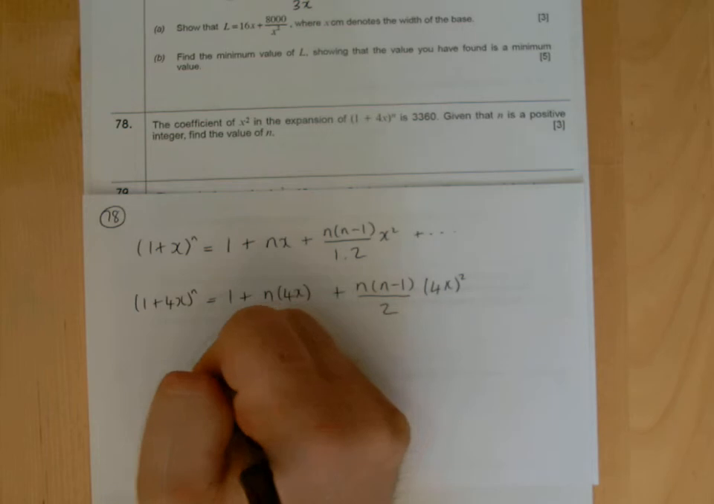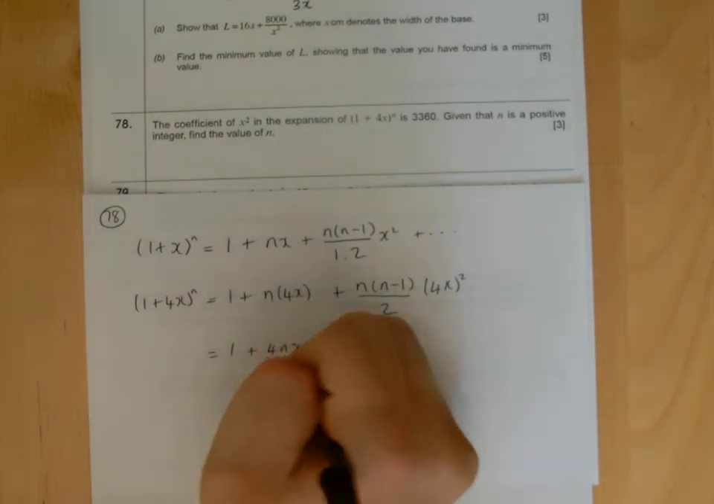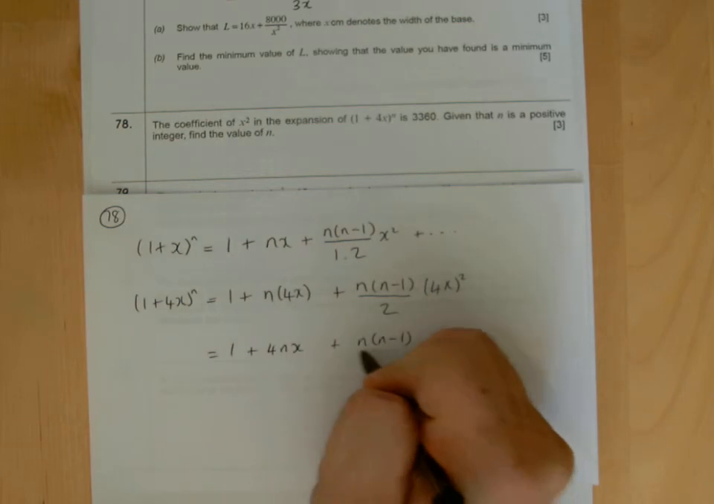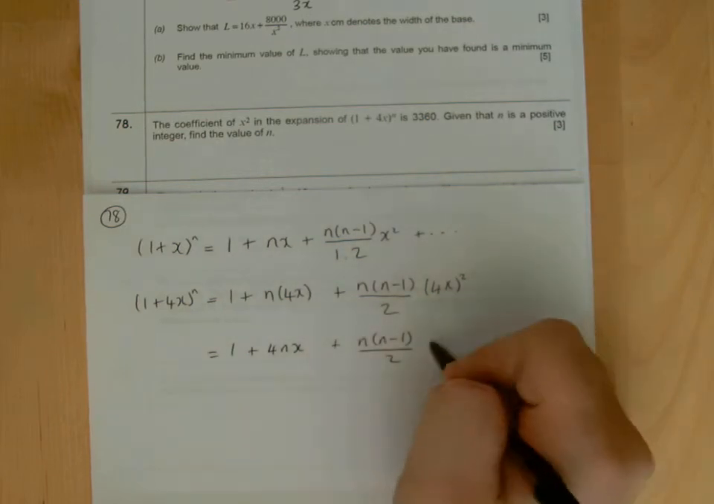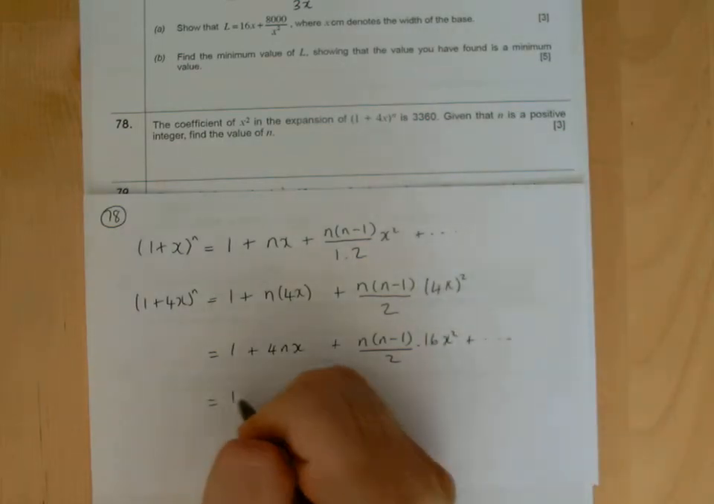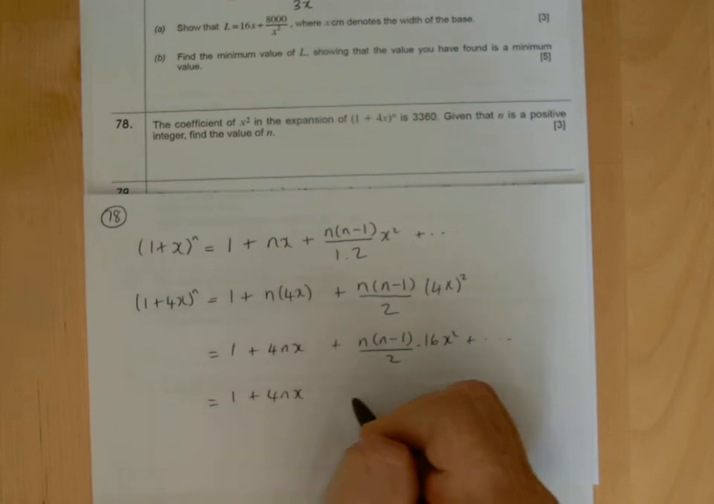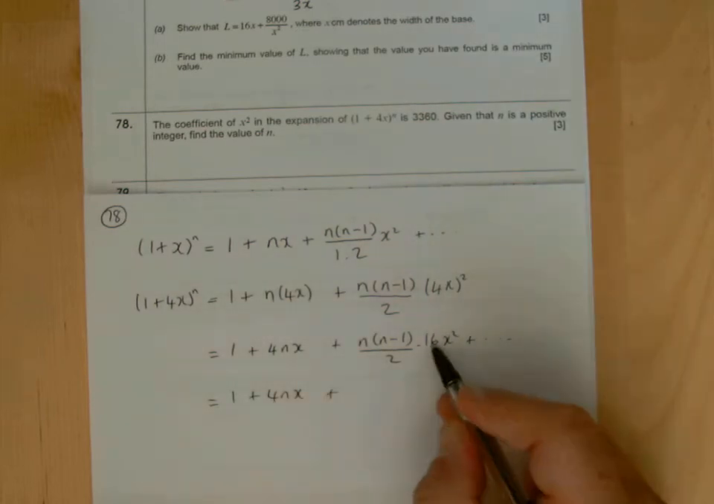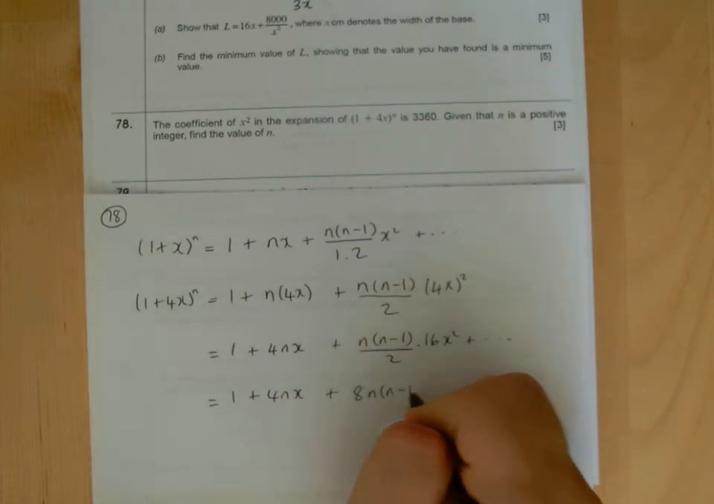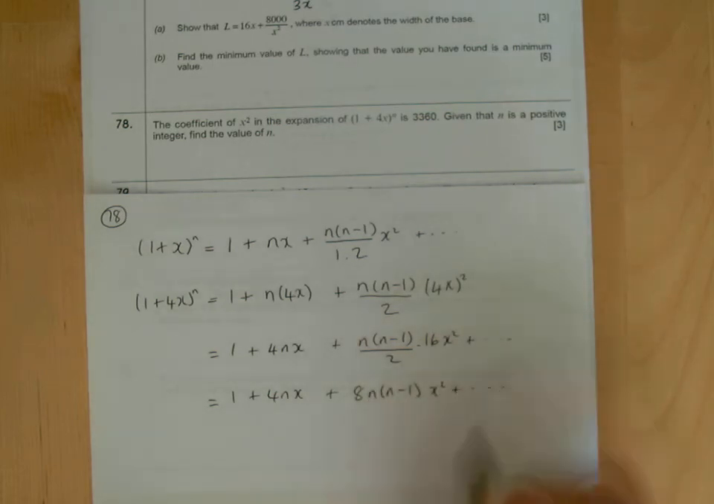So this then becomes 1 plus 4nx, put the number in front, plus n(n minus 1) over 2. Now if we square the 4, you get 16, and square the x, you get x squared. So further simplification: you get 1 plus 4nx, and here you've got 16 on the top, 2 on the bottom. 16 divided by 2 is 8, and we get that there.